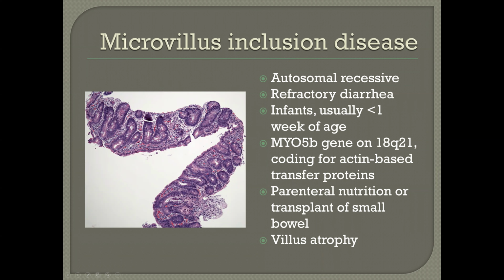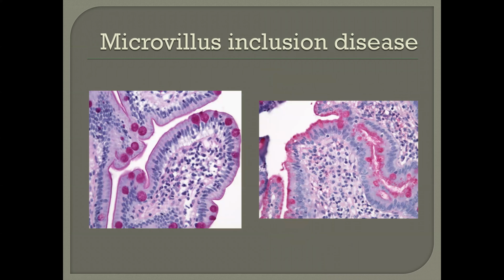So not everything that's atrophic is going to be sprue, particularly in the pediatric age group. And here's the nice example on the left, normal small bowel mucosa stained with a PAS stain. And here's microvillus inclusion disease. You see these abnormal villus inclusions along the brush border, whereas typically that's more linear in the normal structure. So a nice illustration side by side of that disorder.